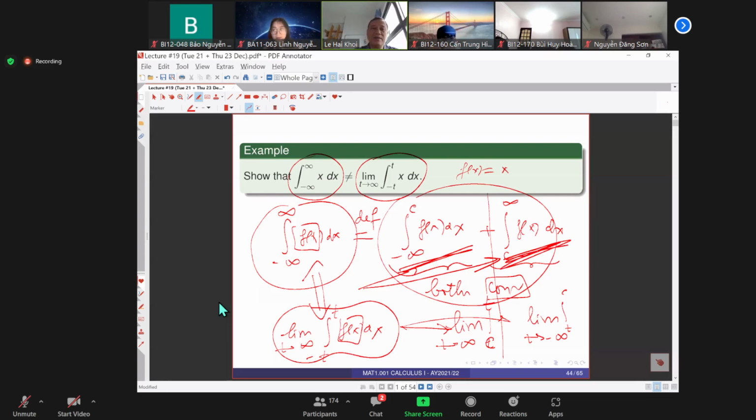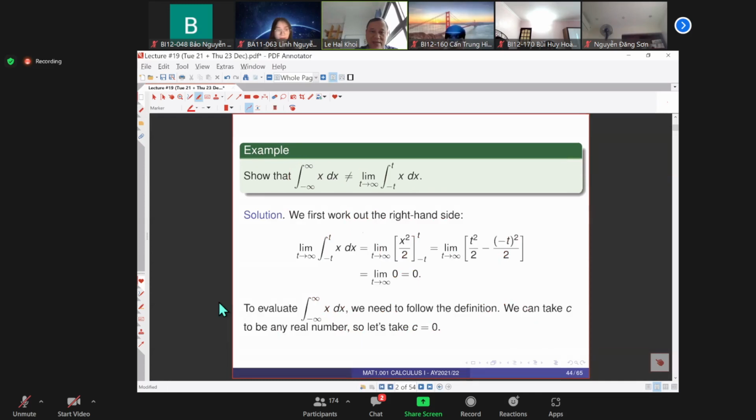Here, very clearly, on the right-hand side we compute the integral from negative t to t, and then we let t tend to infinity. We get 0, right? So if we take this function and compute the right-hand side, we get 0. But that is not the definition.